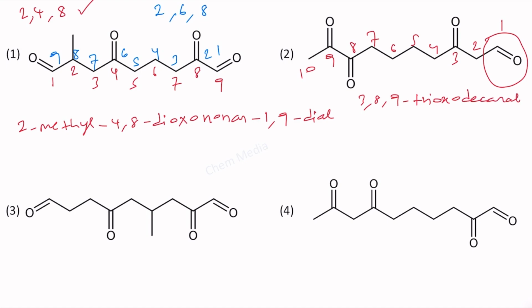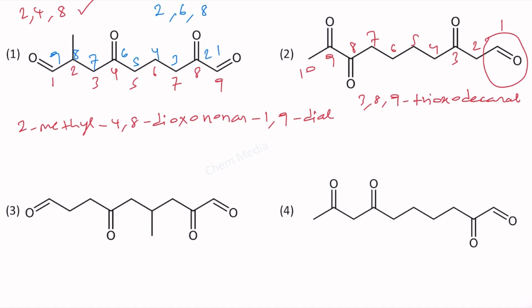We don't need to explicitly say decane-1-al because aldehydes always come at the end and we have only 1 here, unlike the previous case where we have 2 aldehyde groups. If you have 2 aldehyde groups, then you need to explicitly specify the position of both of them. But when you have only 1, you don't need to explicitly mention it as decane-1-al. You can simply write it as decanal.